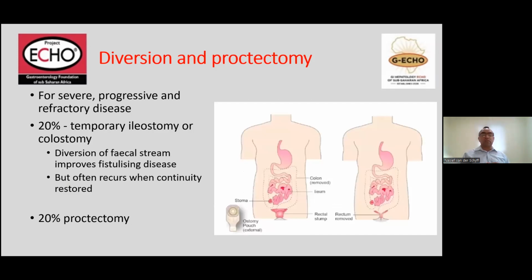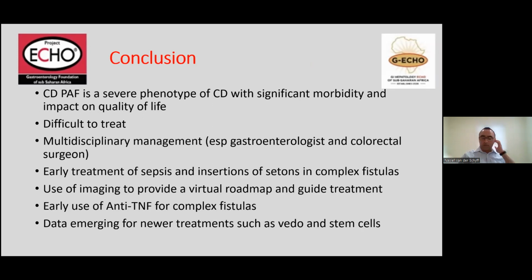For many of our patients with severe, progressive and refractory disease, diversion and ultimately a proctectomy have to be considered, where 20% of patients may benefit from an ostomy, whether it's an ileostomy or colostomy. And it's been shown that diverting the fecal stream improves the fistulizing disease. The issue really is that once the surgeons restore continuity, often the fistulas just come right back. And in 20% of patients up till now, there's an association with the proctectomy.